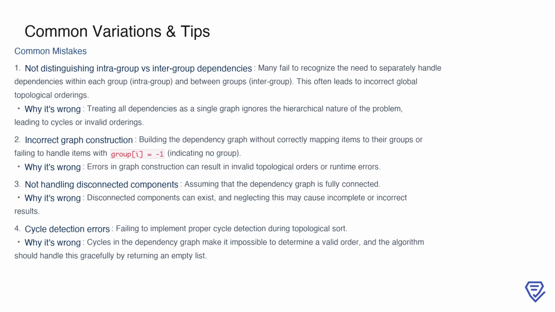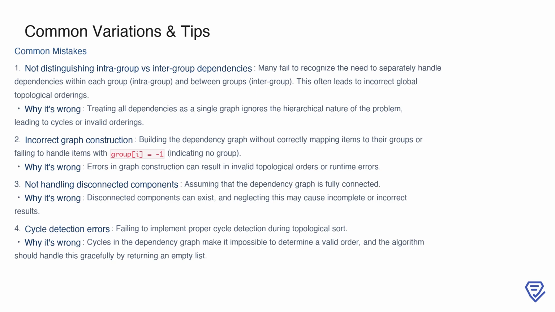One of the most common mistakes in this problem is failing to distinguish between intragroup and intergroup dependencies. Intragroup dependencies refer to the ordering of items within the same group, while intergroup dependencies define the relationships between different groups. Treating all dependencies as if they belong to a single graph often leads to incorrect topological orderings because it ignores this hierarchical structure. Another frequent issue is errors during graph construction.